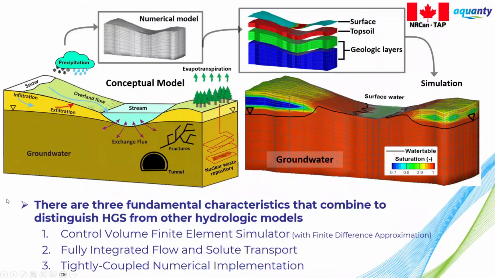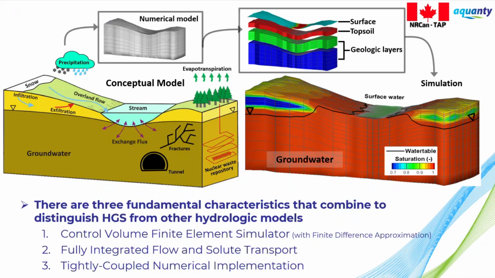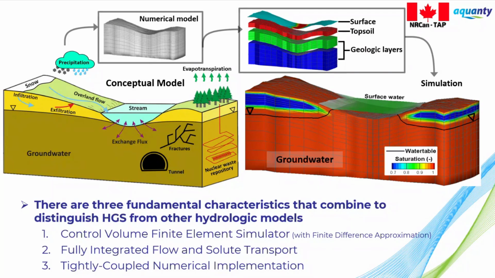There are really three things that differentiate HydroGeoSphere from the rest of the pack. The first is that it's a control volume finite element simulator. What this really means is how the spatial and temporal discretization is applied with a HydroGeoSphere model. How do we actually build out that mesh, like a digital twin mesh of a landscape, and how do we apply the governing equations? How do we discretize them over space?